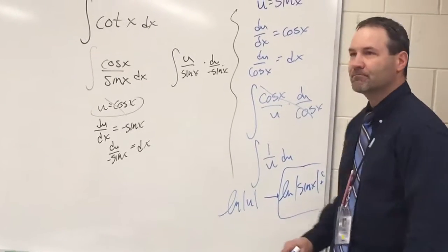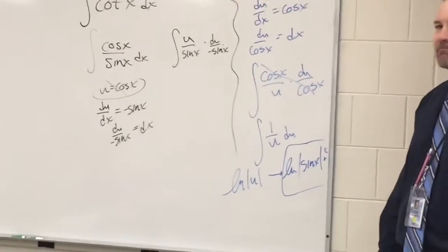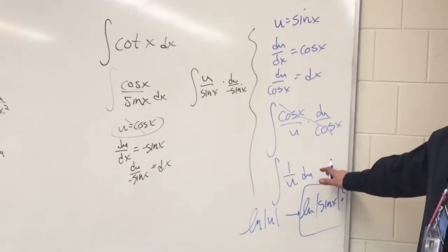Can you explain why it's absolute value? Because you can't do the natural log of a negative. How do you know this? Okay. I tried typing it in my calculator.